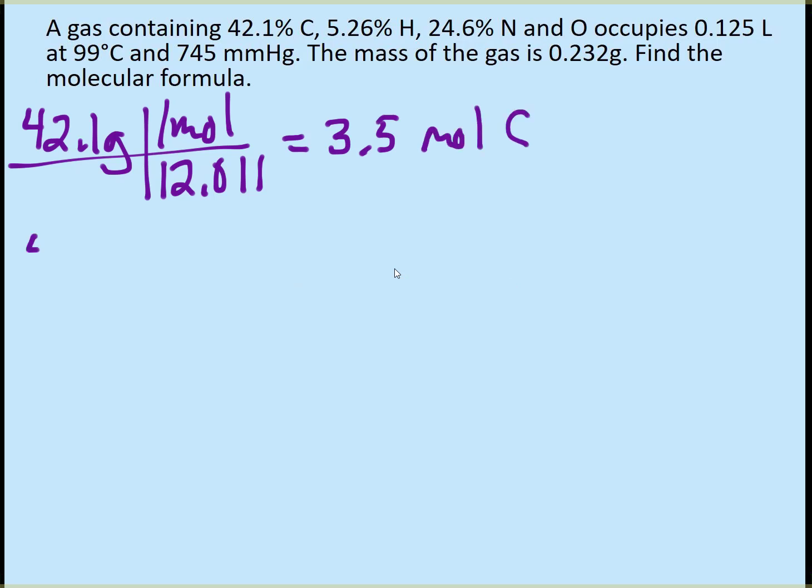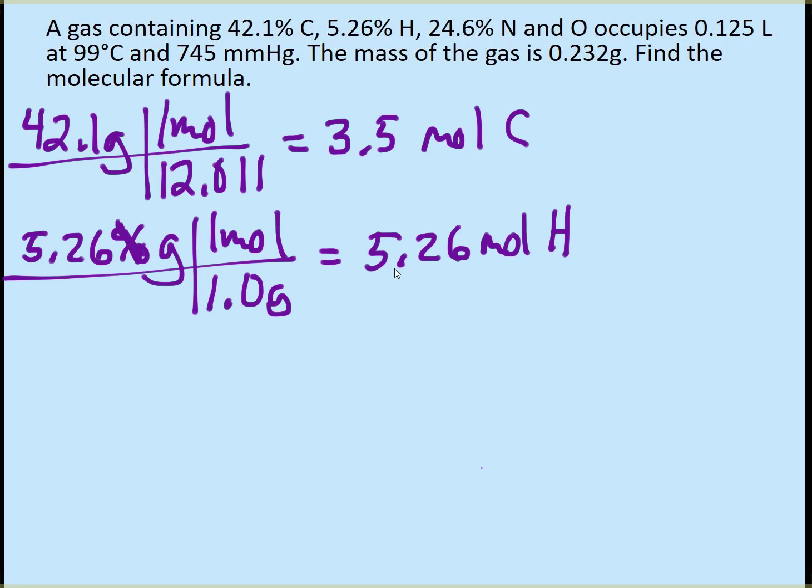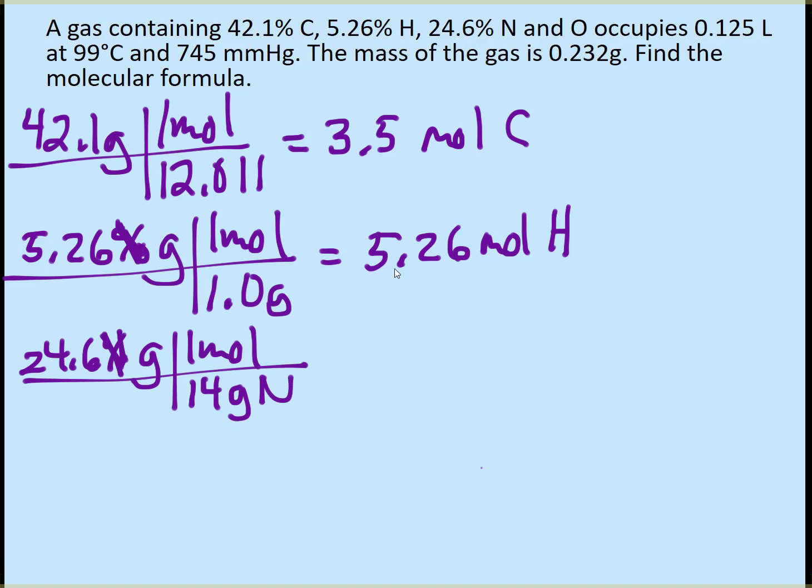Let's do the next one. Again, take that percent and just scribble it out and put G for grams. So I divide by the molar mass of hydrogen, and then I basically just change that into moles because hydrogen just has 1 gram per mole. And let's do the nitrogen. Scribble out the percent, put G for grams, and we have 14 grams of nitrogen. And last but not least, we have oxygen that's going to be there.